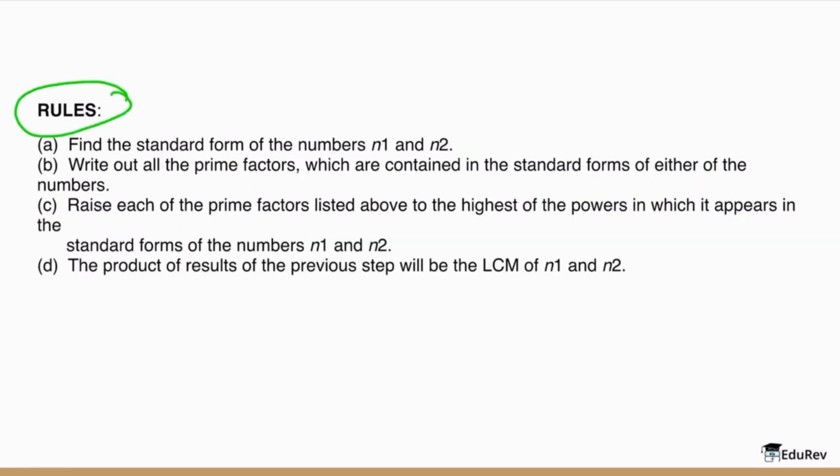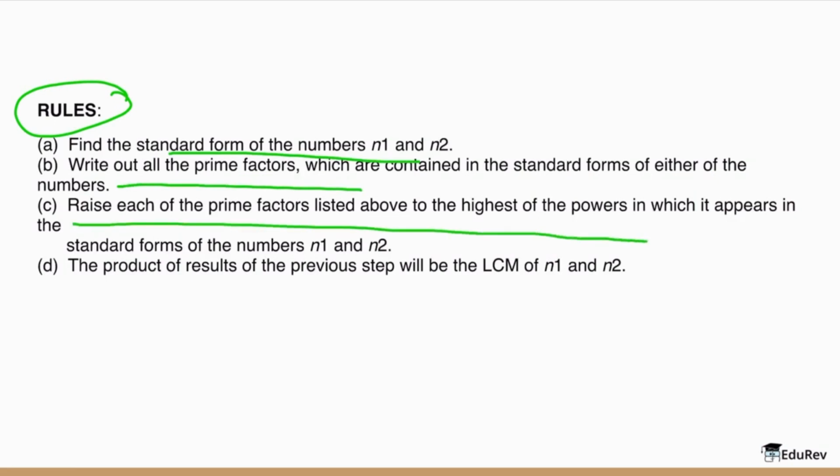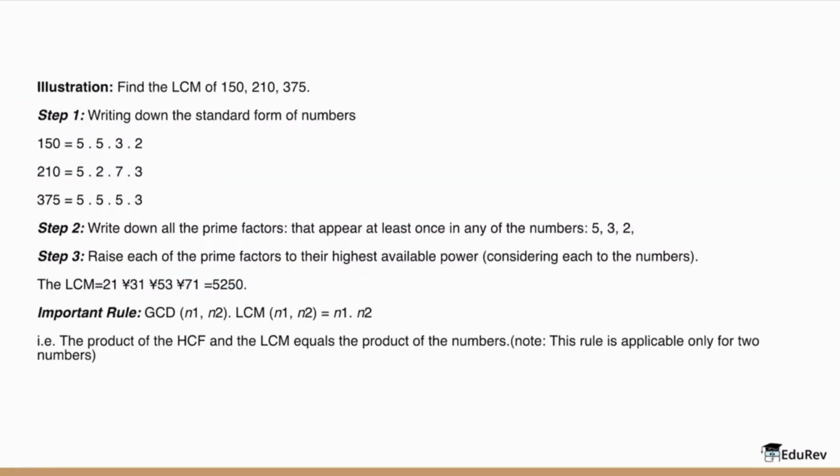Let's see how we can actually find the least common multiple. These are the rules to calculate it. What we need to do is find the standard form of the numbers. Easy. Write down all the prime factors which are contained in the standard form of either of the numbers. Then raise each of the prime factors listed above to the highest of the powers in which they appear in the standard forms of the numbers n1 and n2. Again easy. And the last step is the product of the result of the previous step. So this is how we do it. We know the steps to find HCF, and now we also know how to find LCM.